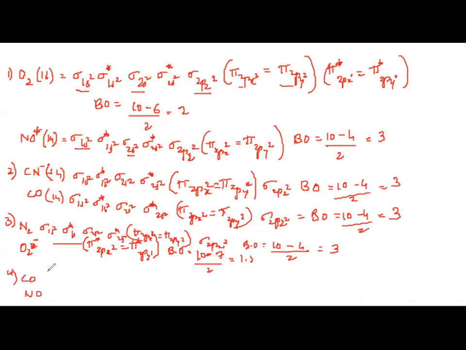The last option given is CO and NO. CO we already know, the bond order is 3. NO plus we have done. So NO.